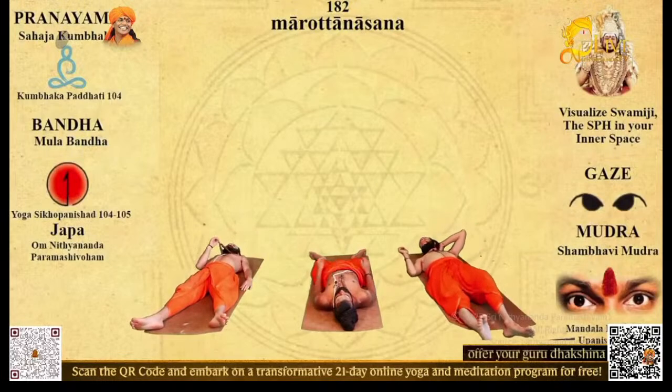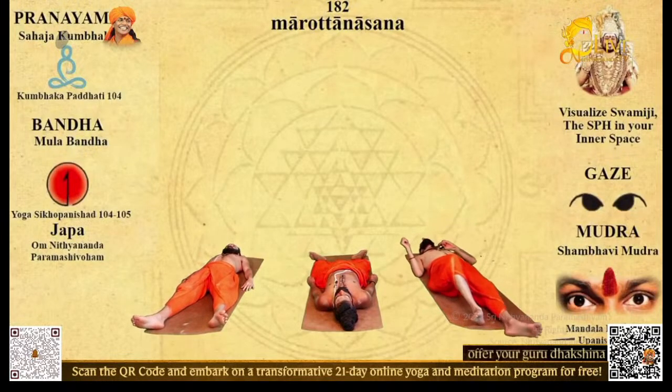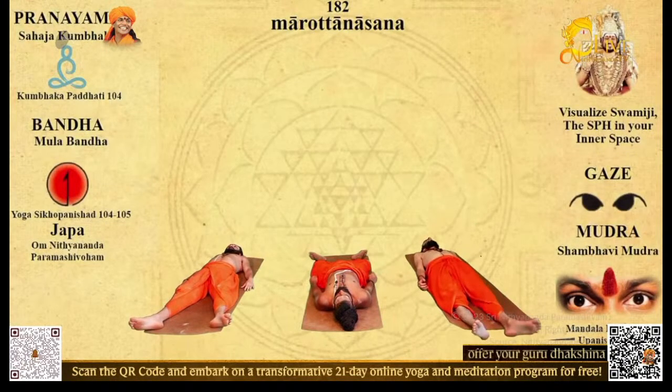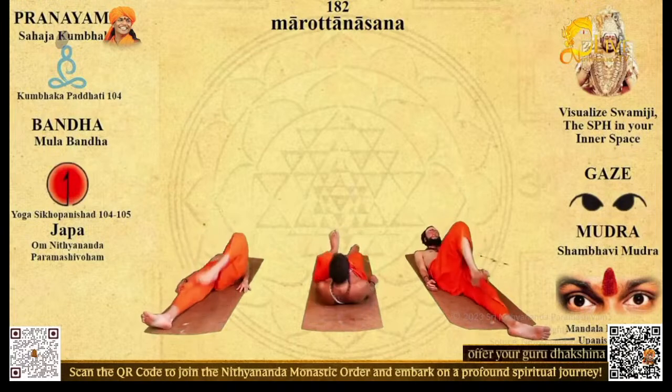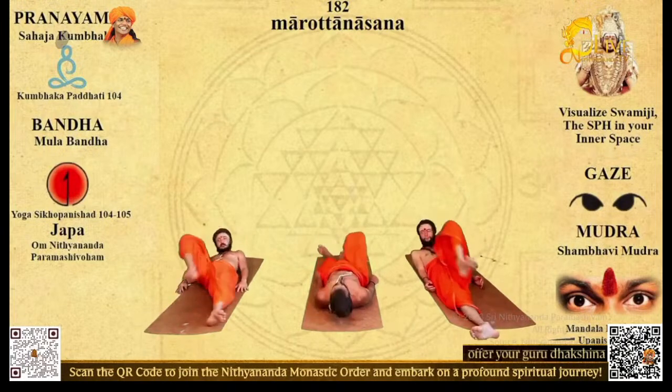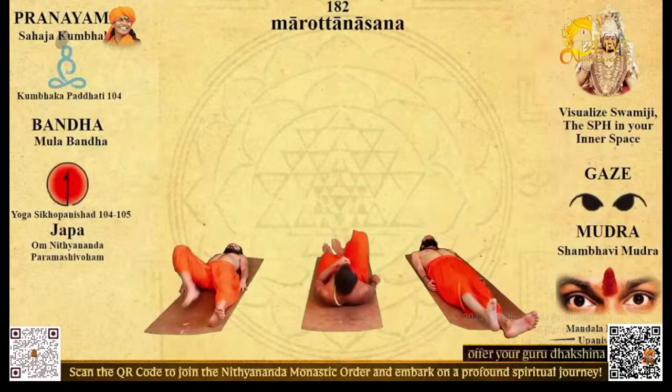Next up is Maruttanasana. Laying on your back with the hands relaxed by your hips on the ground, pull one knee against the respective ear, alternatingly, again and again, as you visualize Swamiji.